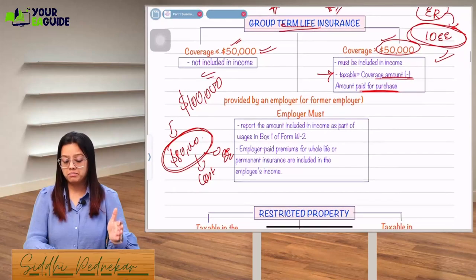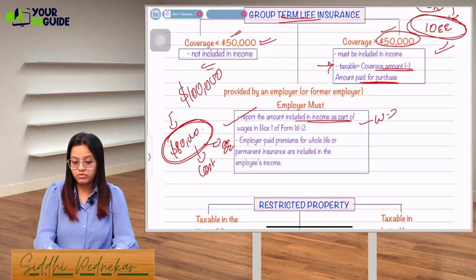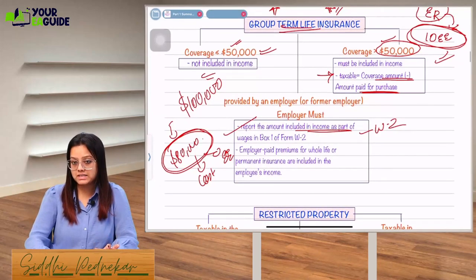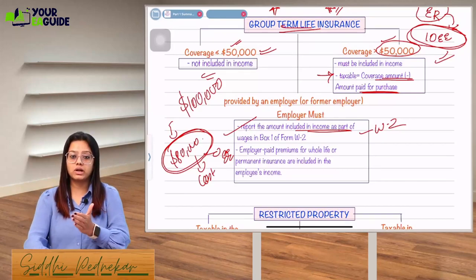It is provided by the employer or the former employer, and the employer must report the amount on the W-2 form. It means that if it's taxable coverage, when will it be taxable? If the coverage is more than 50,000, then you'll have to include it on your W-2 form.